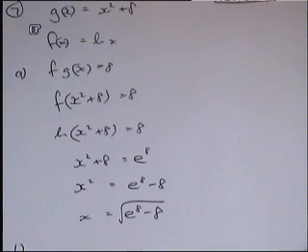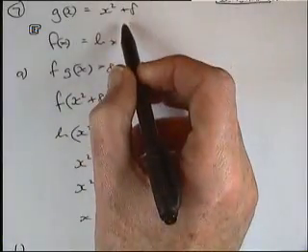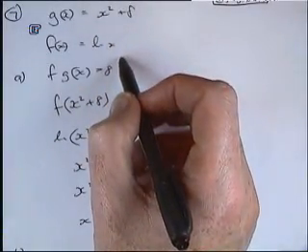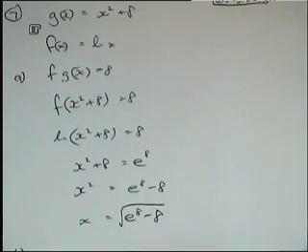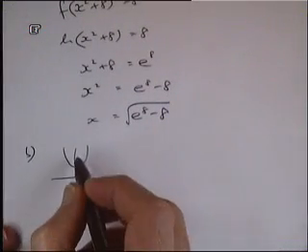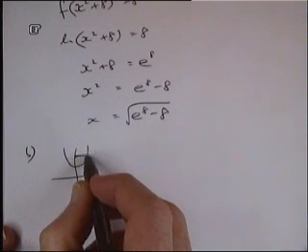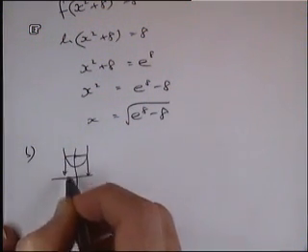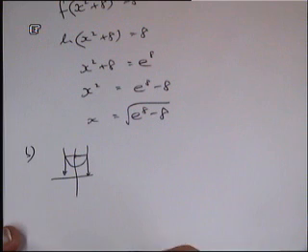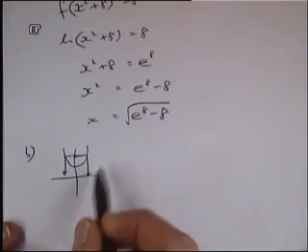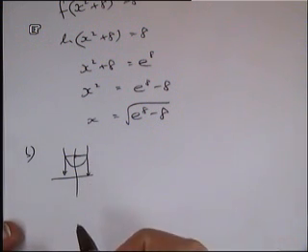Part B, the second bit, says which function has an inverse and what is that inverse. So we have two functions. We have a squared function and a log function. The squared function, y equals x squared plus 8, will look like that. And for any y value you choose, there are two x values. So it doesn't have an inverse, not unless at least you restrict the domain of that function.